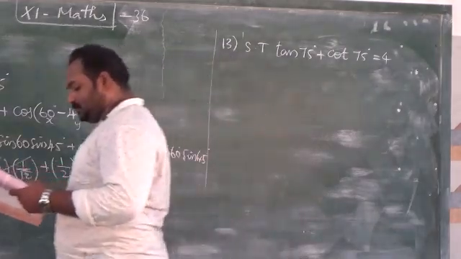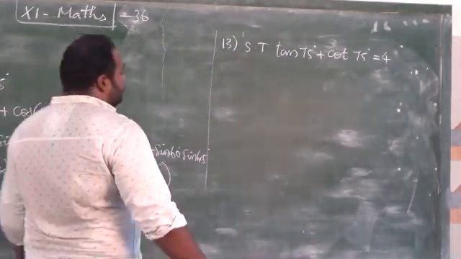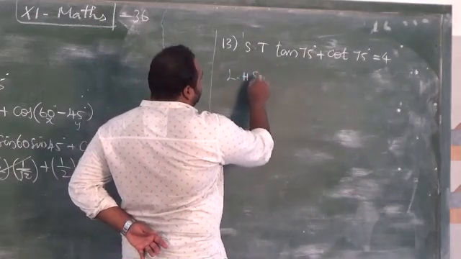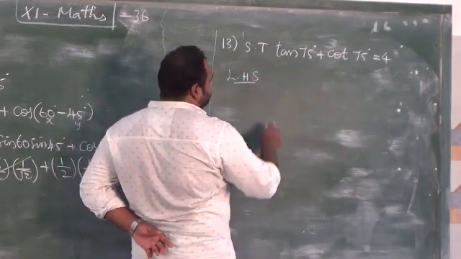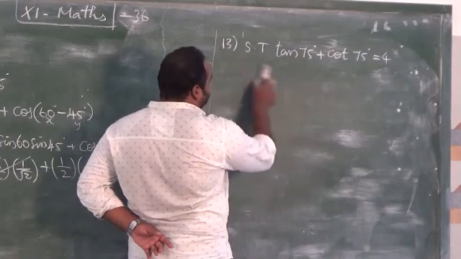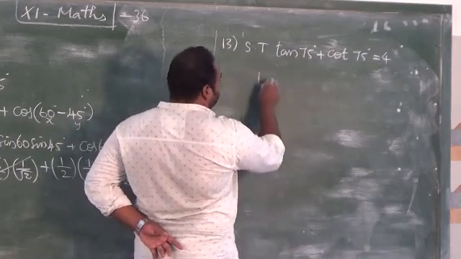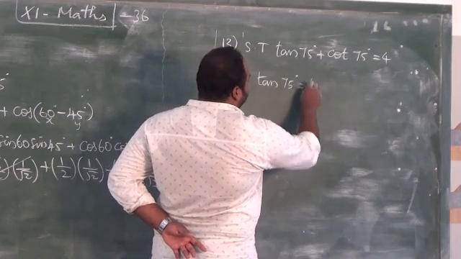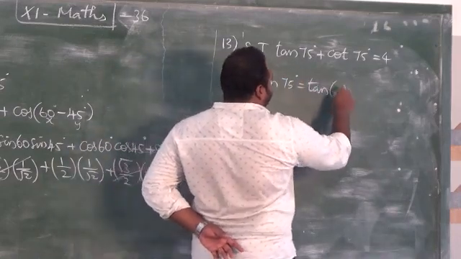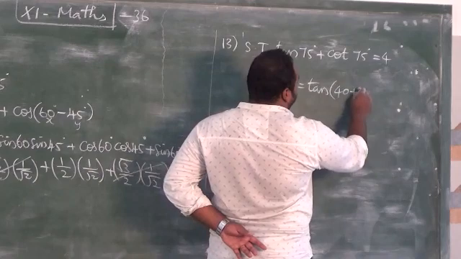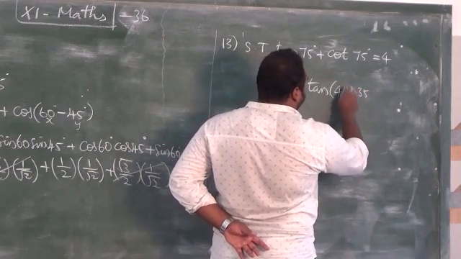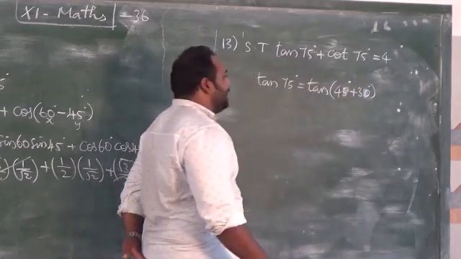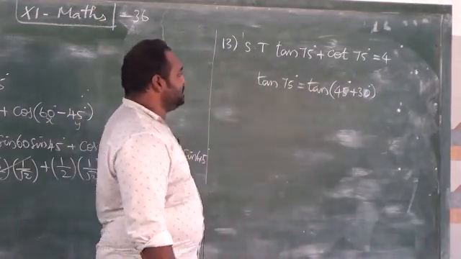So here, I am going to take the LHS side. Before taking the LHS side, first let me find out the tan 75 value. Tan 75 can be written as tan (45 plus 30), sorry, tan 45 degree plus 30 degree.